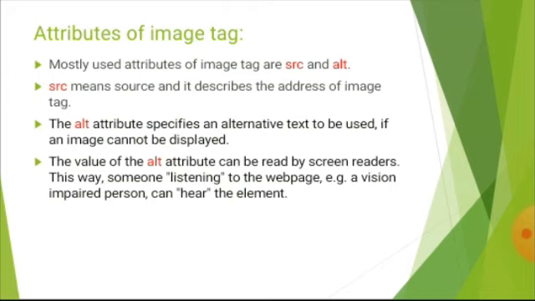Then the alt attribute specifies the alternative text to be used if the image is not displayed on the screen. If sometimes the browser does not support the image, then we will see alternative text about that image by using the alt attribute. If you provide inside the alt attribute something like flower, then if the image is not displayed on the screen, instead of that image we will see the word flower, which is already given inside the alt attribute.